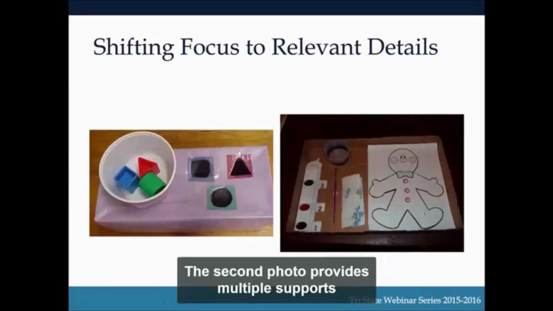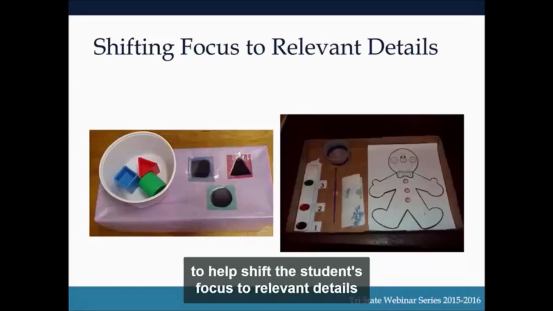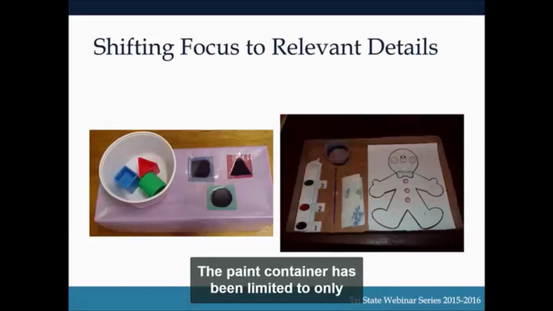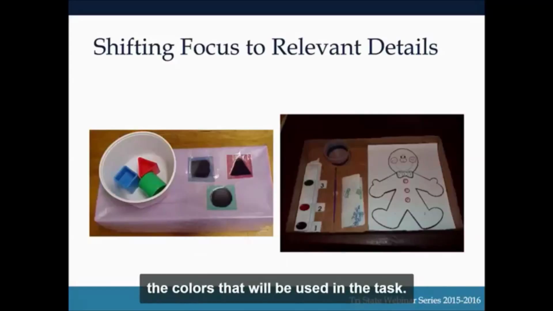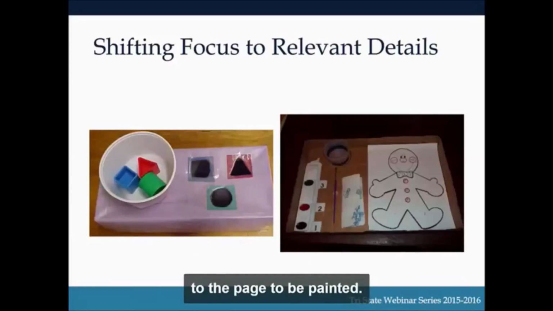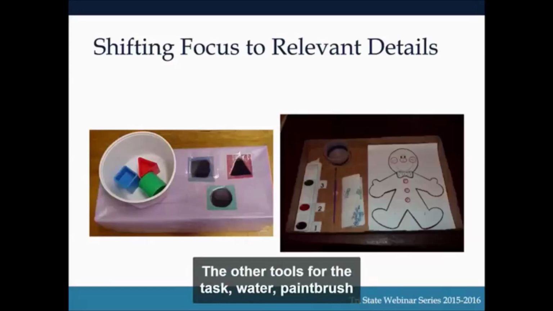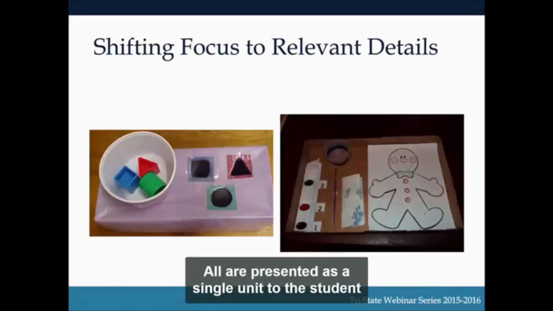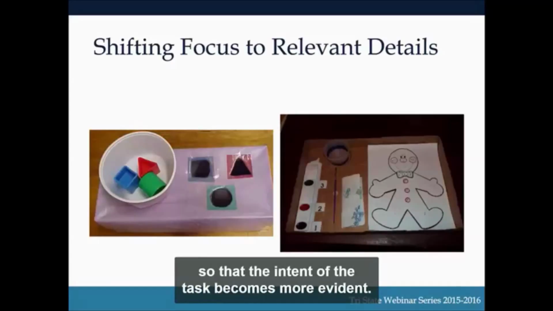The second photo provides multiple supports to help shift the student's focus to relevant details of this task. The paint container has been limited to only the colors that will be used in the task. Numbering of the paint pots that correspond to the page to be painted. The other tools for the task, water, paintbrush, and towel for wiping the brush, are attached to the frame of the task, as is the numbered and color-coded picture that the student will paint. All are presented as a single unit to the student so that the intent of the task becomes more evident.